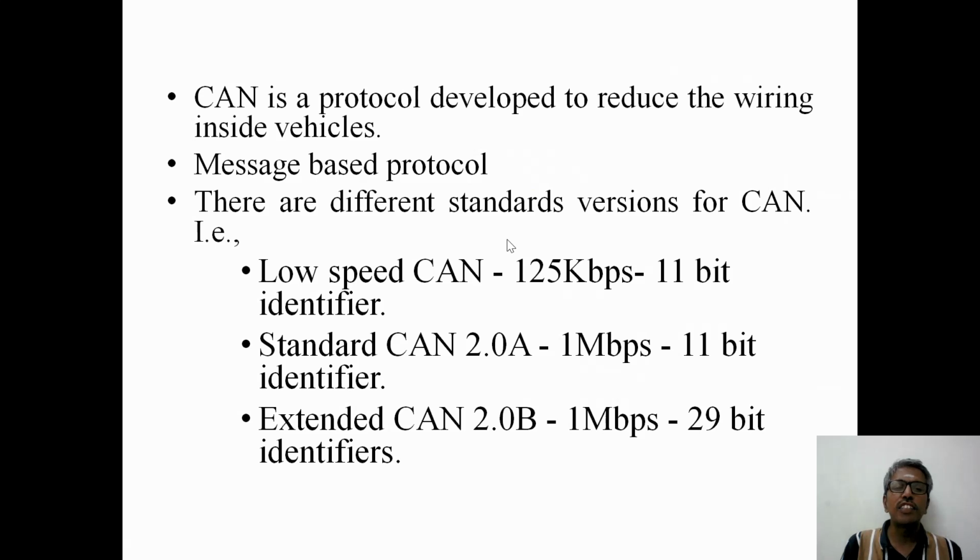Three types of CAN bus are identified. One is the low speed, that will be 128 kilobits per second, with an 11 bit identifier. The next type will be the standard CAN 2.0, that will be 1 Mbps, 1 megabit per second. It's also an 11 bit identifier. Then extended CAN 2.0B has 1 Mbps, but with 29 bit identifiers. So if the number of identifier bits increases, you can identify more devices inside the automobile.